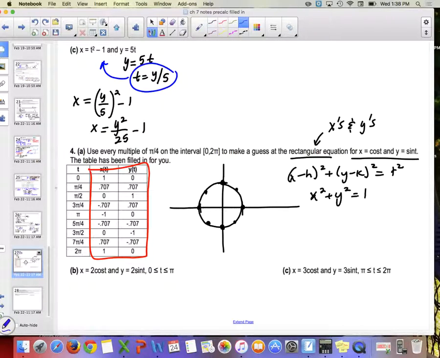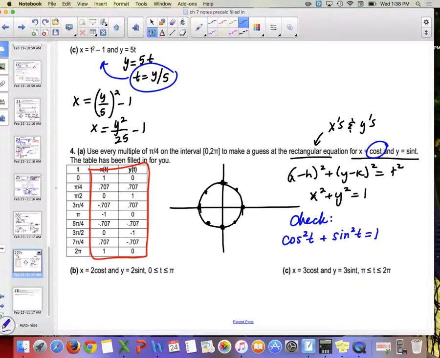So why does that work? Here's what's happening. X is cosine. If I take cosine squared and I add it to sine squared, what do I always get? 1. That was one of our Pythagorean identities, right? That's why it works. Okay, so this next one, it's going to be very, very similar.